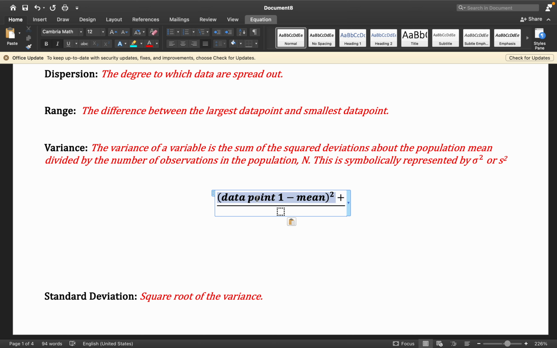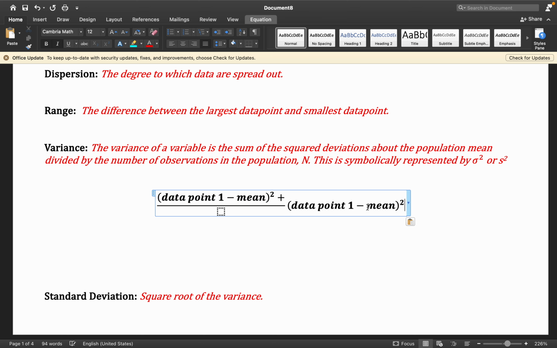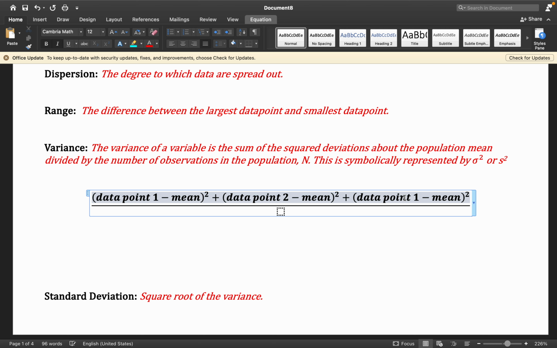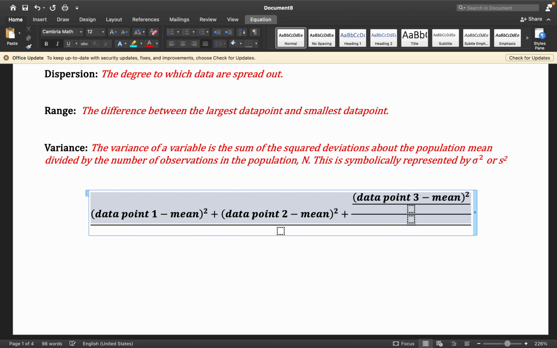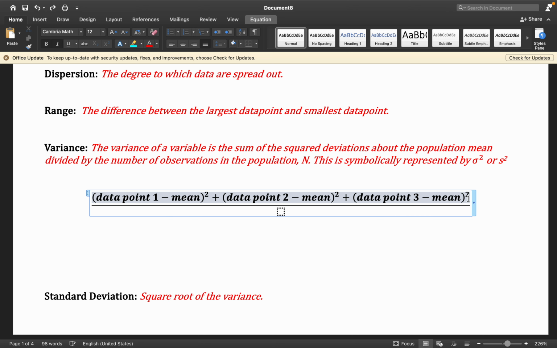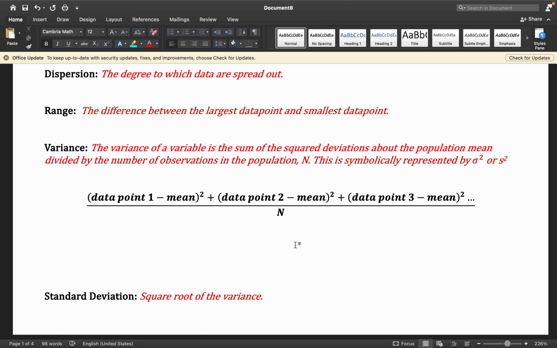data point 2 minus the mean, squared. And then I'm going to add that to data point 3 minus the mean squared. And I'm going to keep going, and then I'll divide that by however many data points I used. So this is how I find the variance.